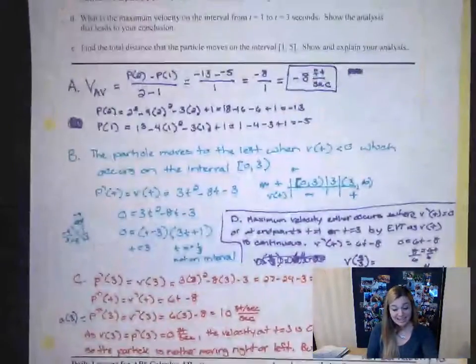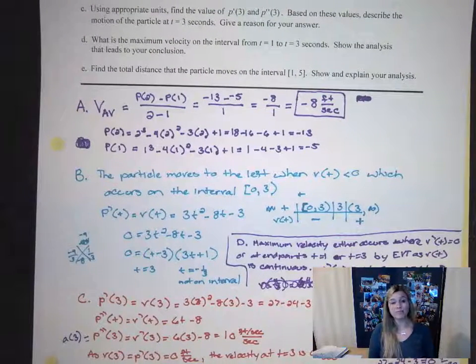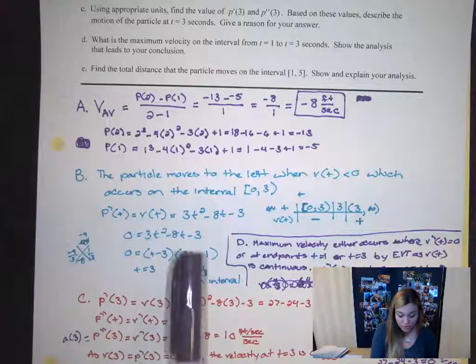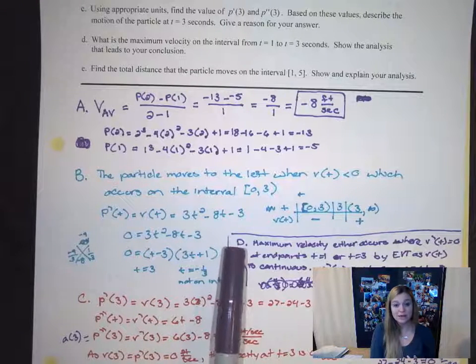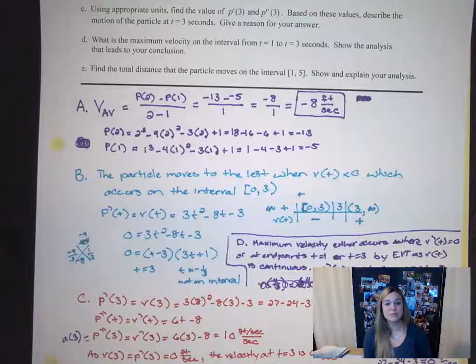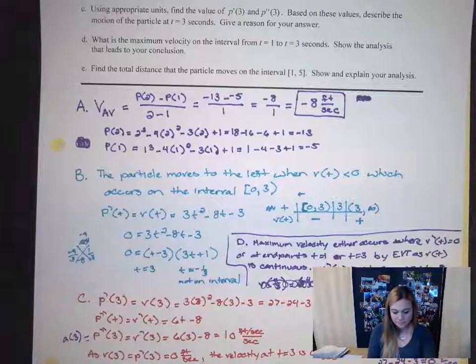Part D asks about maximum velocity. This is the absolute maximum velocity. For continuous functions, which this one is because v of t, which we found before, is just 3t squared minus 8t minus 3, a parabola, it's continuous. For continuous functions, by the extreme value theorem, and you don't have to write this part, but I did, the maximum values can be found at endpoints or where the derivative is 0 or does not exist. But in this case, there's no place where the derivative does not exist.